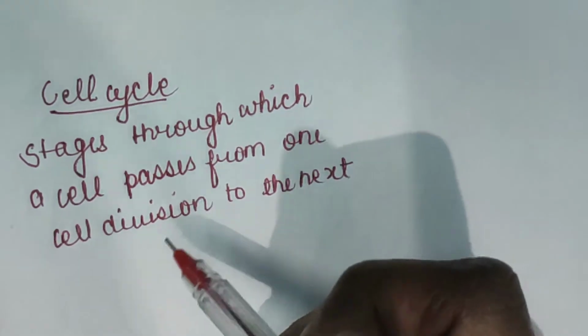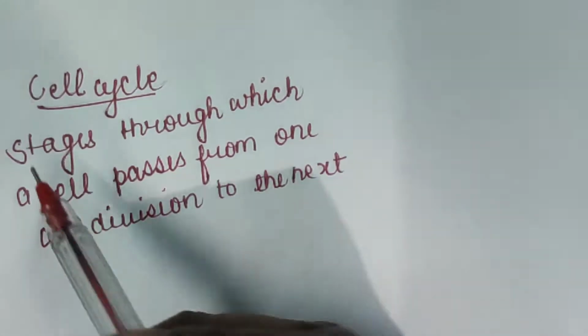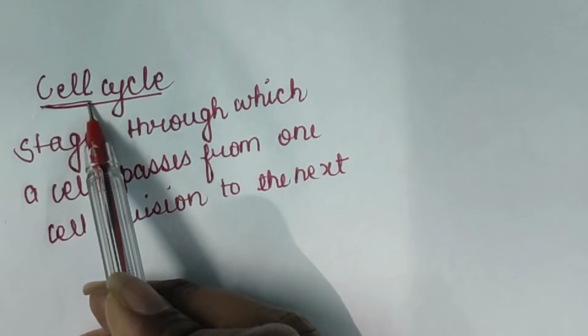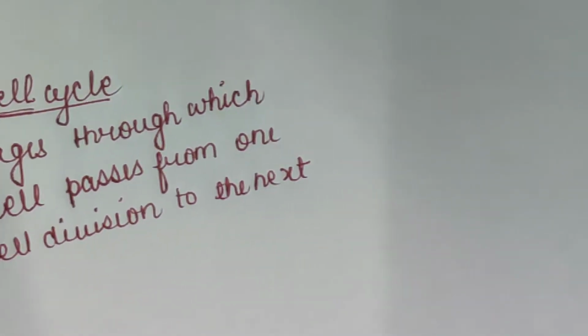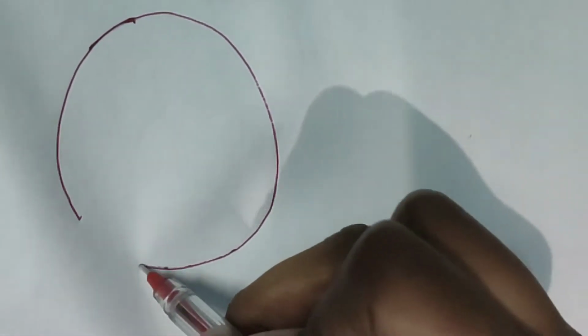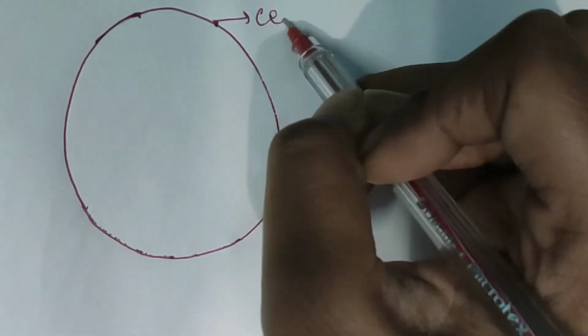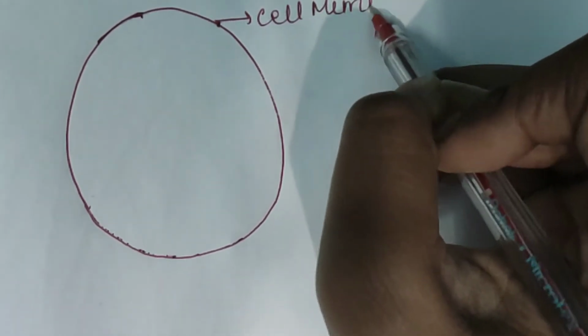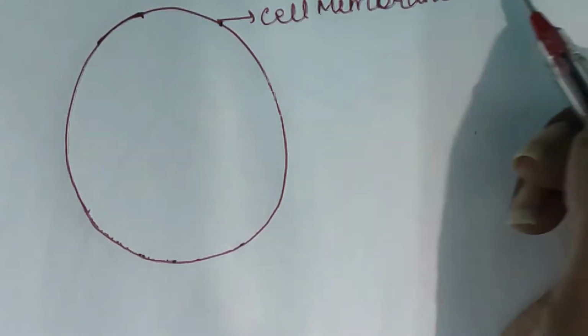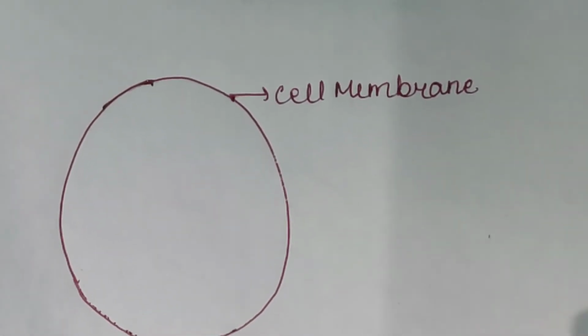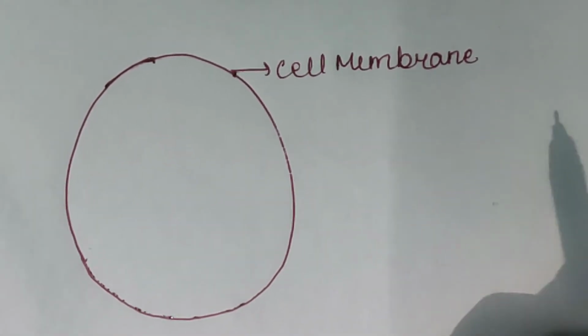Now, before we discuss more about the cell cycle, first we have to know what a cell is. In your previous class, class 9, you studied the cell. A cell is basically the structural and functional unit of life. A cell consists of different kinds of cell structures and cell organelles. The outer membrane of a cell is called the cell membrane or the plasma membrane, which is selectively permeable.